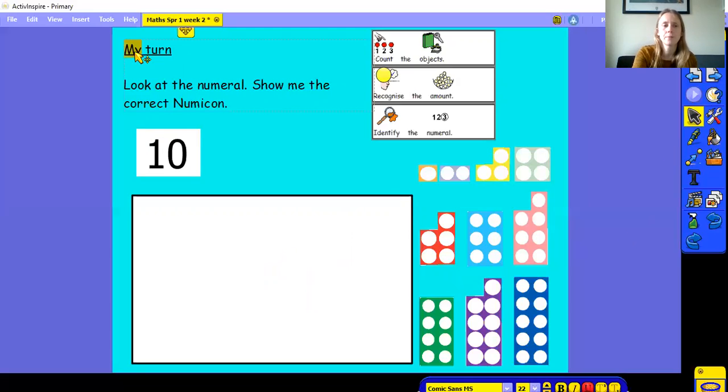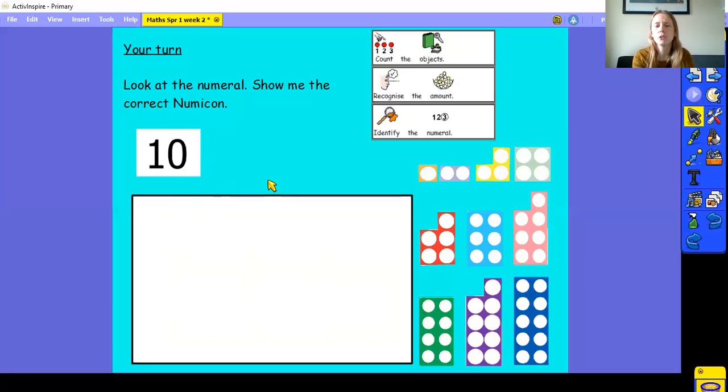Your turn again. Pause the video and have a look at the numeral. Then find the Numicon piece that shows the right number. Now let's do it together. Let's have a look at the numeral. This is the number 10.